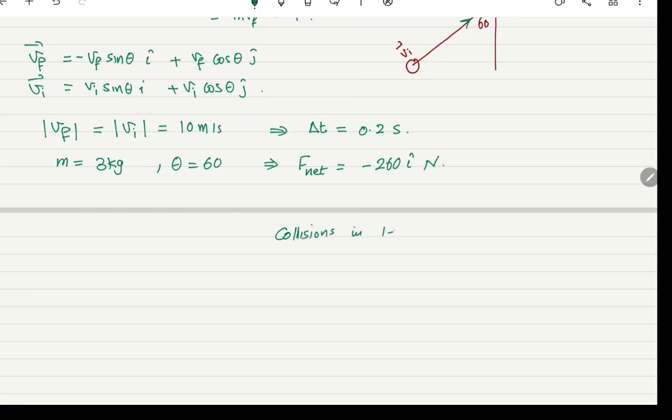In one dimension. Collisions in general, two types: elastic collisions, inelastic collisions. Now let's start with elastic collisions.